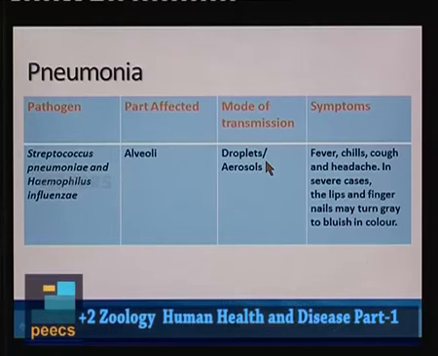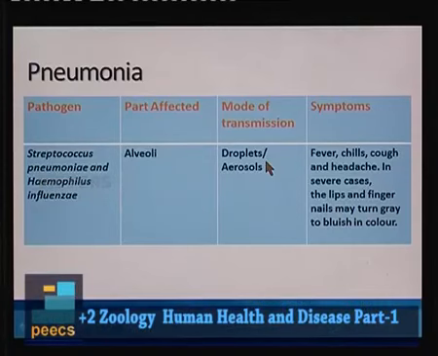Pneumonia is another bacterial disease. Pneumonia is caused by Haemophilus influenzae or Streptococcus pneumoniae. Pneumonia affects the lung alveoli, or the air sacs of the lungs. And what is the mode of transmission here? The mode of transmission is by droplets or aerosols that are released from the person.